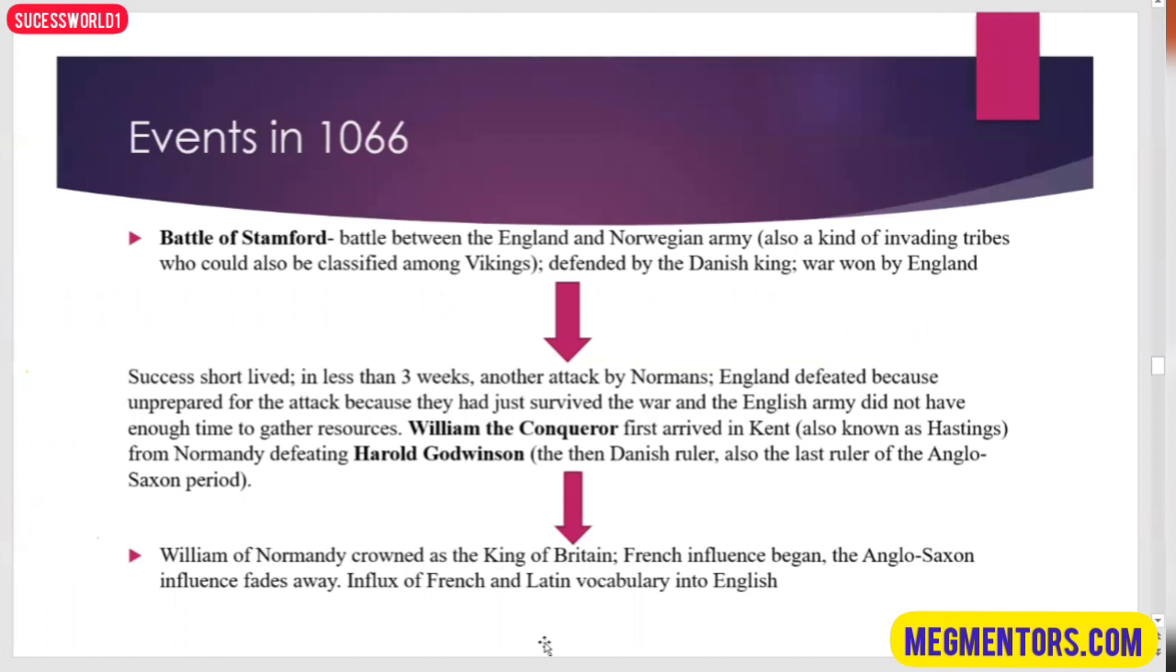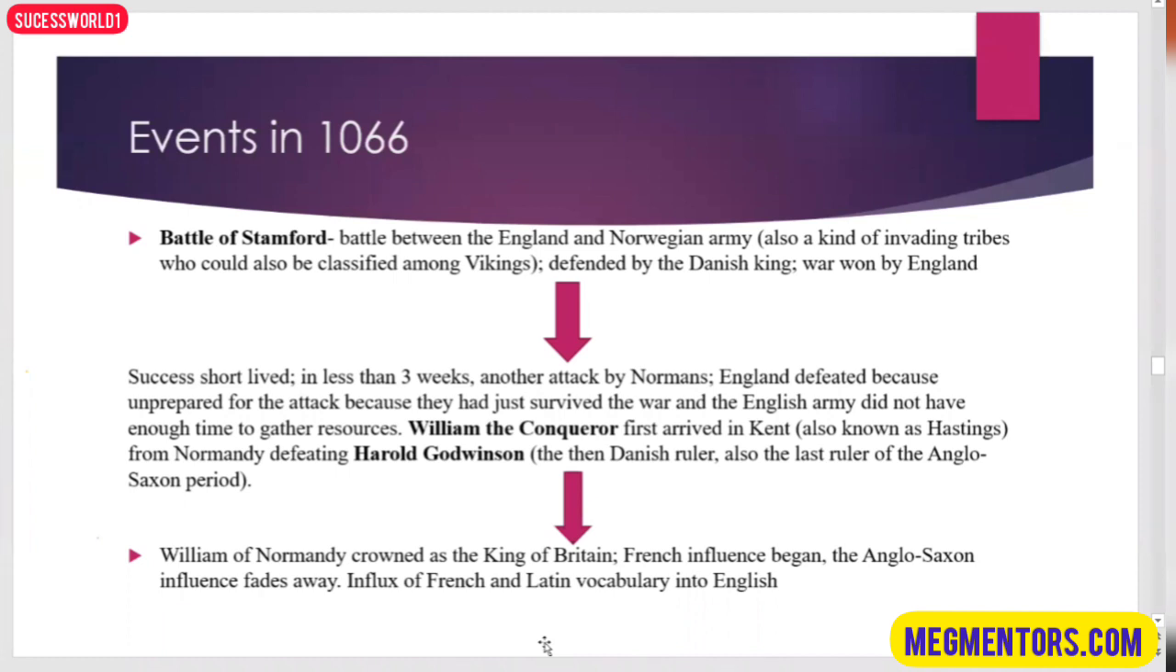There was the Battle of Stamford, the battle between England and the Norwegian army. Norway had waged war against England under the rule of the Danish king. All these invading tribes had invaded in the northern area. So while the armies were busy tackling the invasion in the north, these people from Normandy, under William the Conqueror, attacked the southern part.